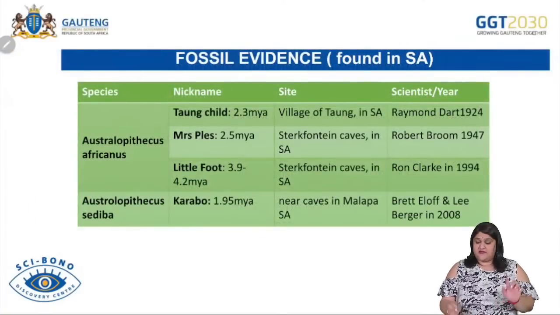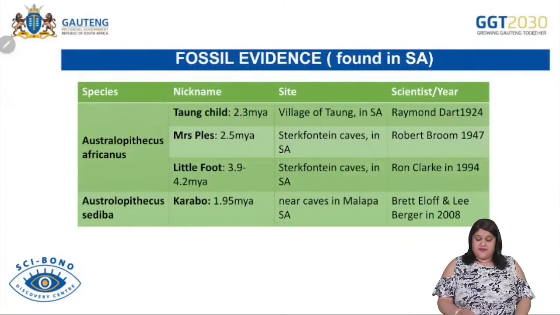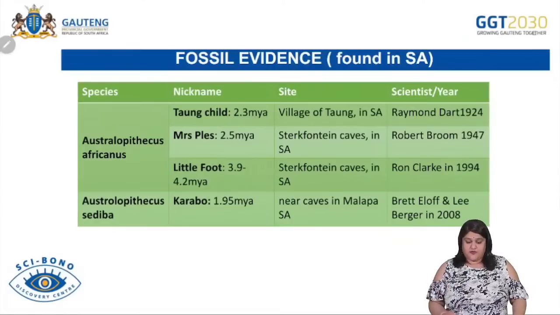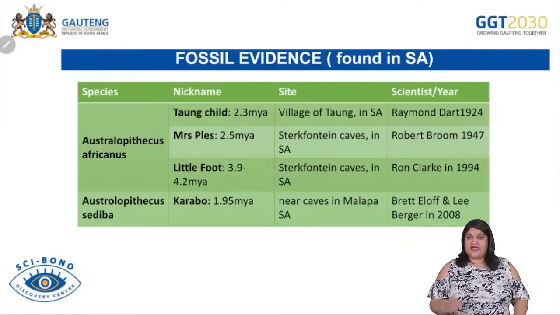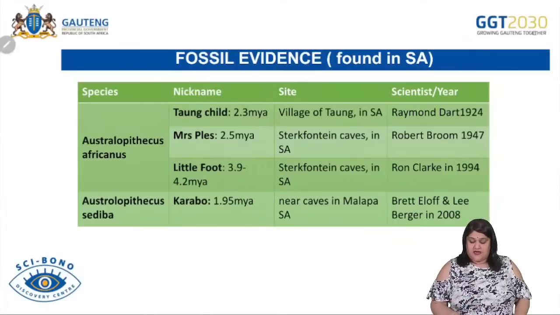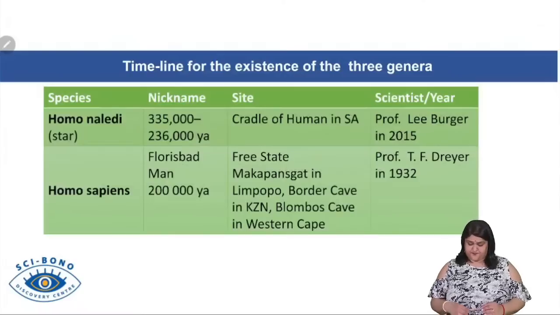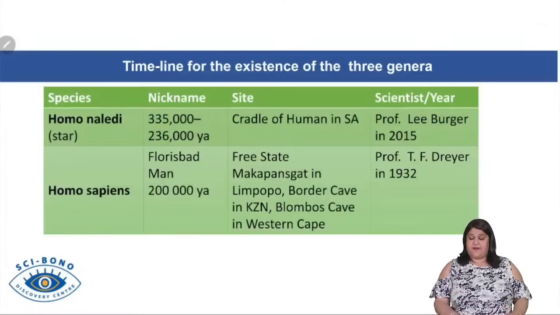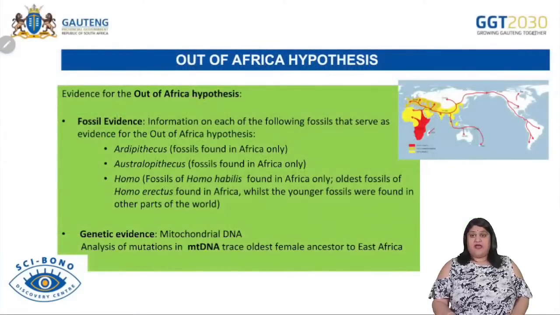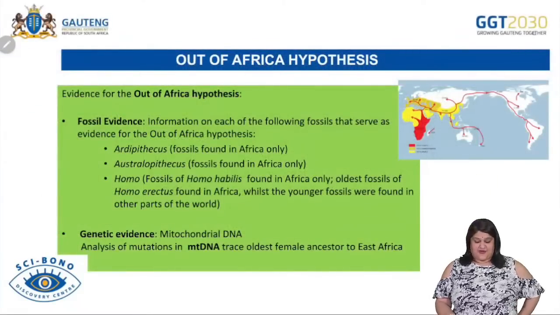Quickly, Taung Child is Raymond Dart, right? Mrs. Ples, Sterkfontein Caves, Robert Broom. Littlefoot, Sterkfontein Caves, Ron Clarke. Karabo from Lee Berger and Matthew Berger, and they were in the caves near the Malapa. And then we have Homo naledi, found by Professor Lee Berger in the Cradle of Humankind, and then the Homo sapiens, they were found in Limpopo, Free State, KZN, Western Cape, and by Prof. T.F. Dreyer.